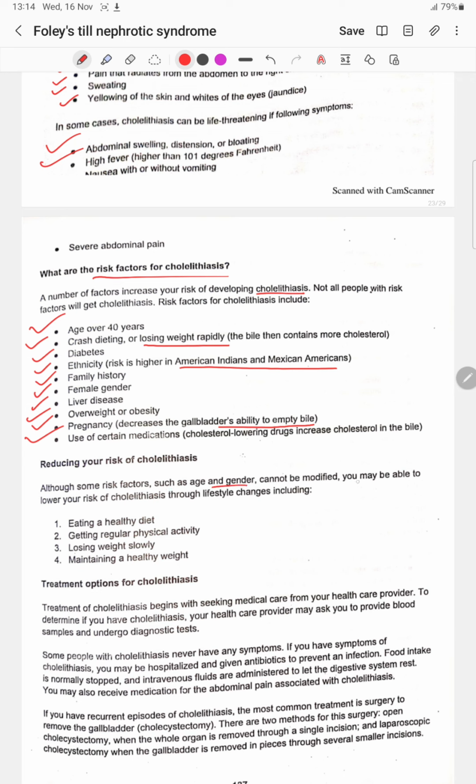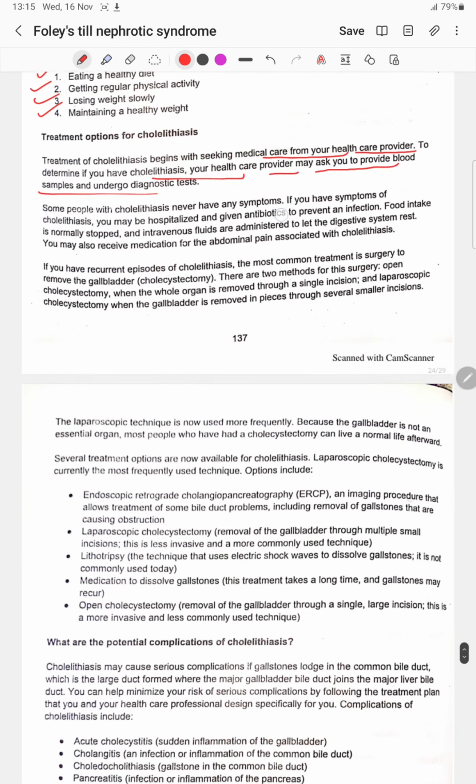gender cannot be modified, you may be able to lower your risk of cholelithiasis through lifestyle changes, including eating a healthy diet, getting regular physical activity, losing weight slowly, and maintaining a healthy weight. The treatment options for cholelithiasis: treatment begins with seeking medical care from a healthcare provider, and to determine if you have cholelithiasis your healthcare provider may ask you to provide blood samples and undergo diagnostic tests.